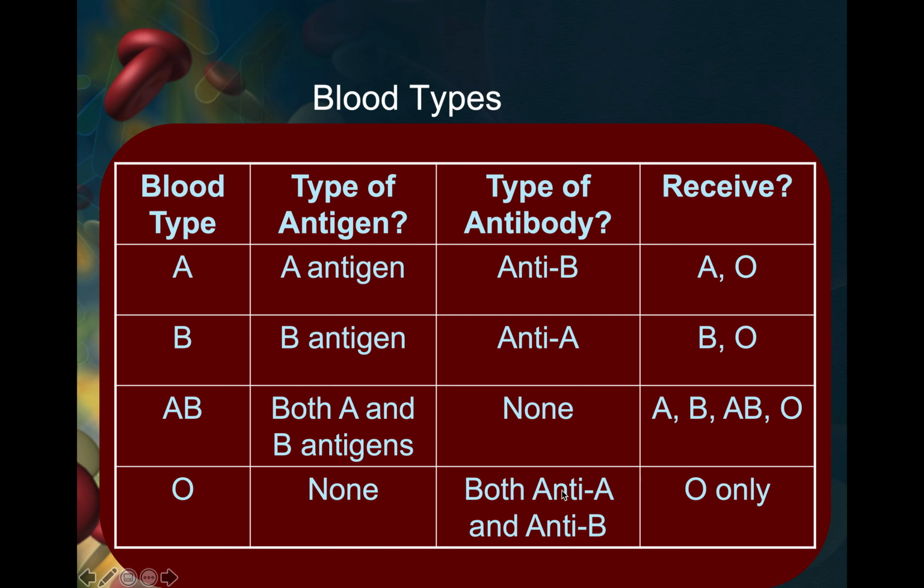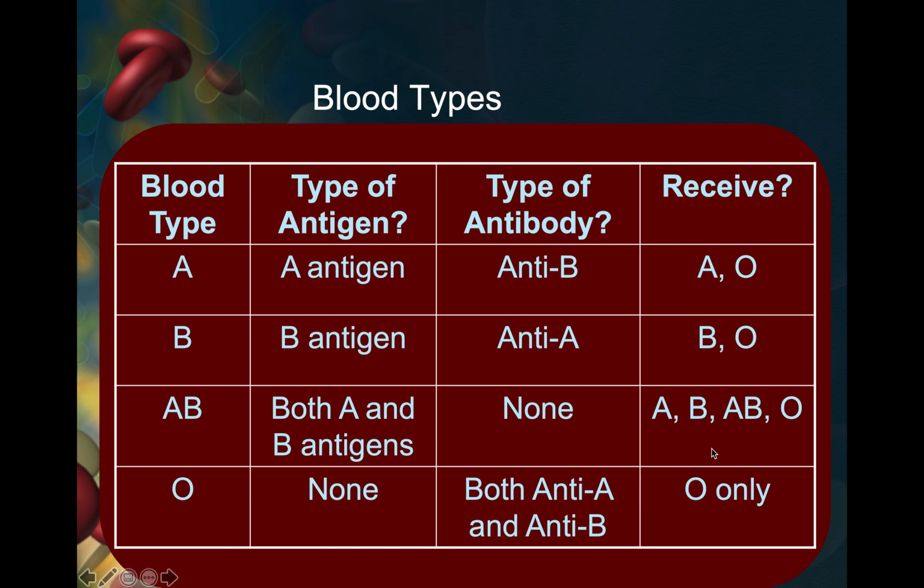Now, that's kind of why type O blood is so useful, because look at type A receives O, type B receives O, type AB receives O, because there's no antibodies to attack on type O. So a type O is a universal donor. It can donate to anybody. But if you're type O, you can only receive from another type O. So that's why type O blood is very useful.